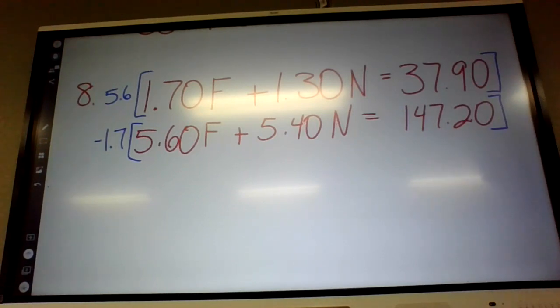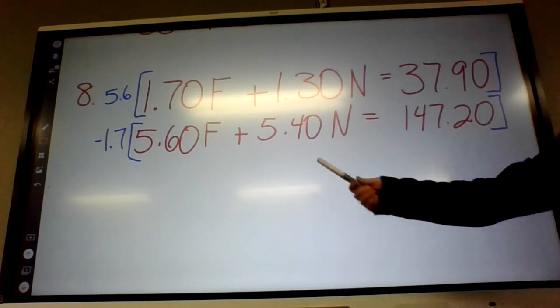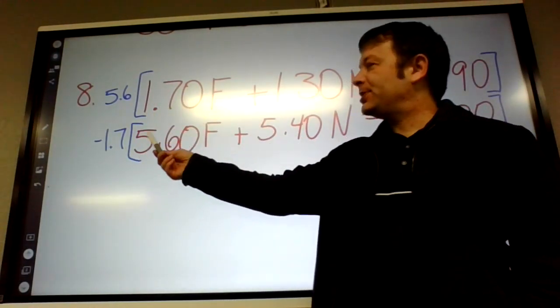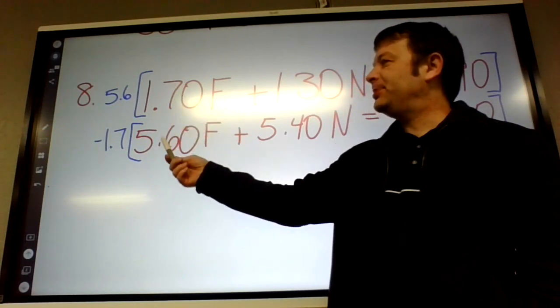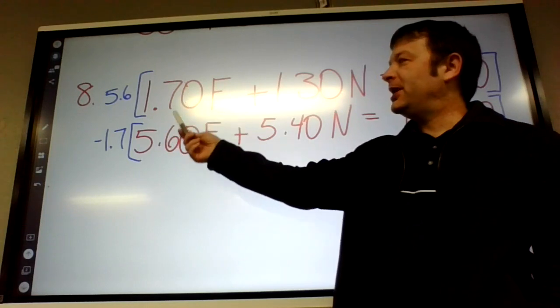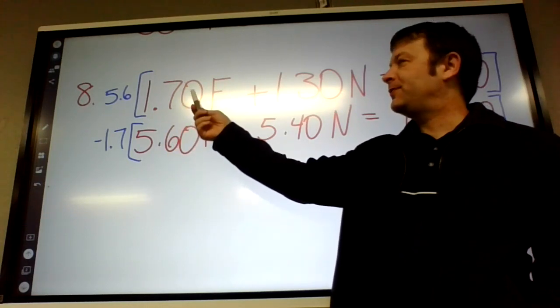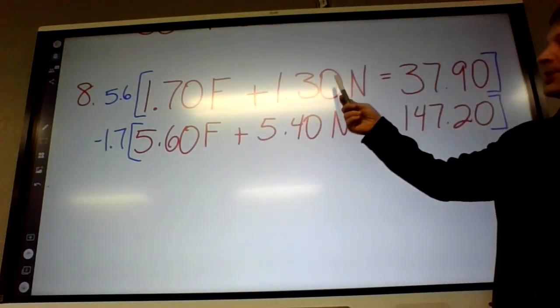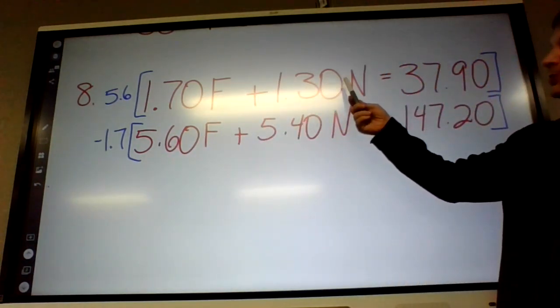Okay, anyways, whatever 5.6 times 170 or negative 1.7 times 560 is, these two will be the same, so they'll cancel out. You don't really have to multiply these, the F's, the forks, because they will go away, but you do need to multiply the spoons.